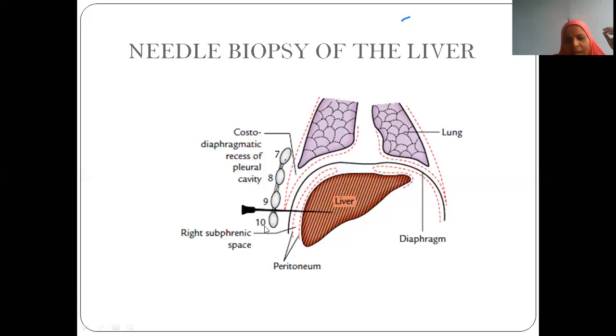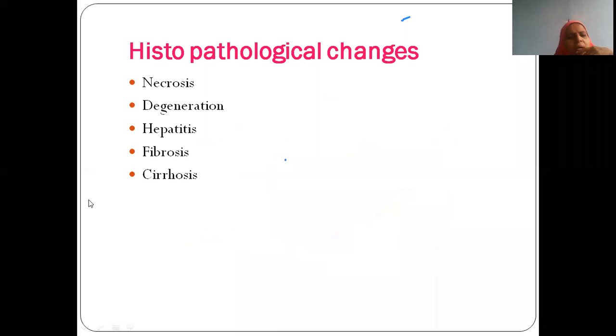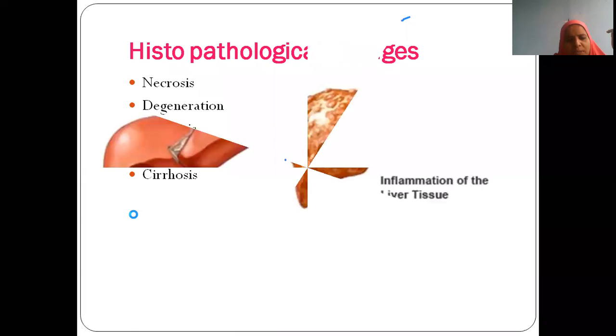Between the 9th or 10th intercostal space, you insert the needle and you will reach the liver tissue, and you can collect the tissue from the liver to check if there is any cancer. Biopsies generally we take to rule out any carcinoma. So liver can undergo any sort of change: degeneration, necrosis, hepatitis, fibrosis, cirrhosis.